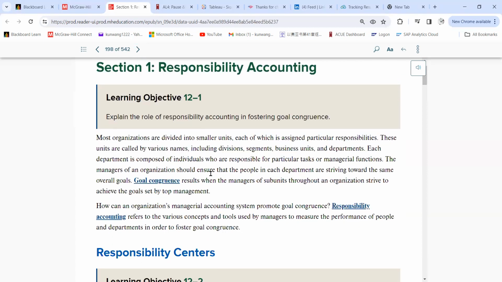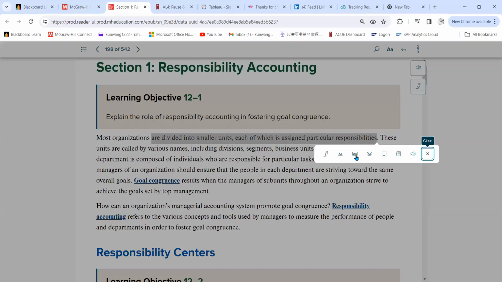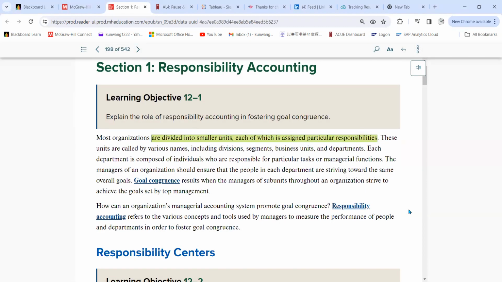Responsibility accounting, as I introduced in the beginning. Okay, so now most of the organizations in the current days are divided into smaller units. So when I read the book, I like to highlight some of the key concepts or sentences, right? So that gives me the brief idea. Okay. So decentralized organizations, you divided your company or business into smaller units.